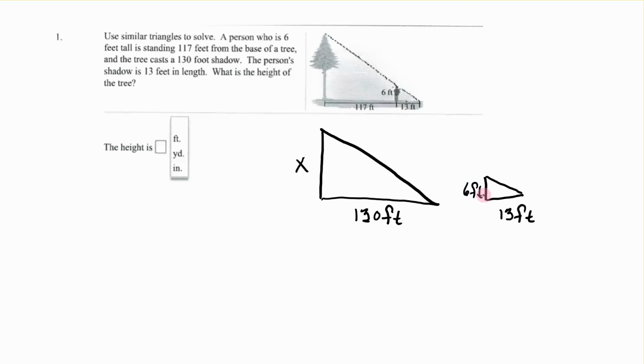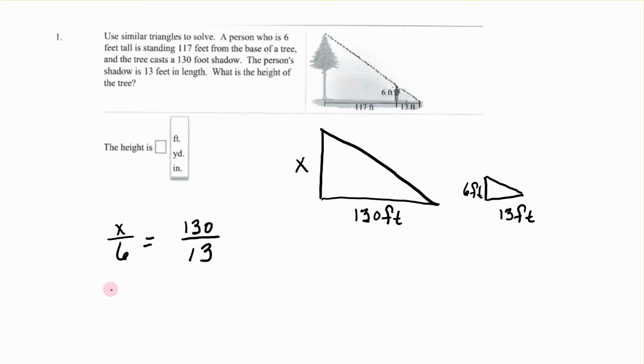These are proportional, so I'm going to write down the proportion. I'm going to say X is to 6 as 130 is to 13. So I like to do corresponding parts. There are other ways you could do it. This is the way I want to do it.